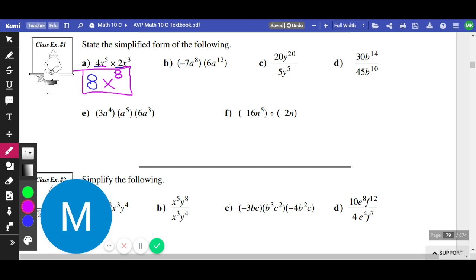Awesome. We try the second one. It's the exact same thing, they just didn't put a multiplication sign in the middle. So remember that when you have brackets against other brackets, that means multiply. Right? You can envision that there's a little multiplication symbol in it. We're going to treat it the exact same way. Okay? Coefficients multiply with coefficients. So negative 7 multiplies with 6 to be negative 42. And then your letters with your letters. So I have a to the 8 and a to the 12. Because I'm multiplying, I add the exponents to become a to the 20.